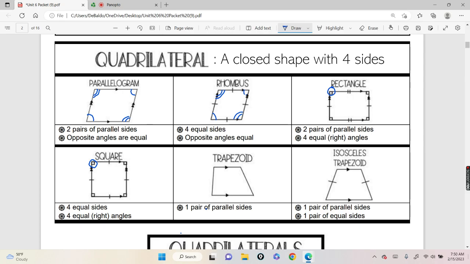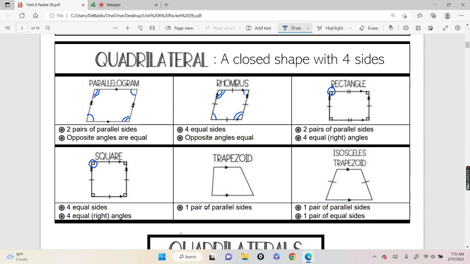The next shape is called a trapezoid. And a trapezoid, the main characteristic that makes this shape unique is that it has exactly 1 pair of parallel sides. And you can see that indicated in our image here. The other 2 sides are just going to be 2 other sides. But what makes it unique is that 2 of the side lengths are parallel to one another.